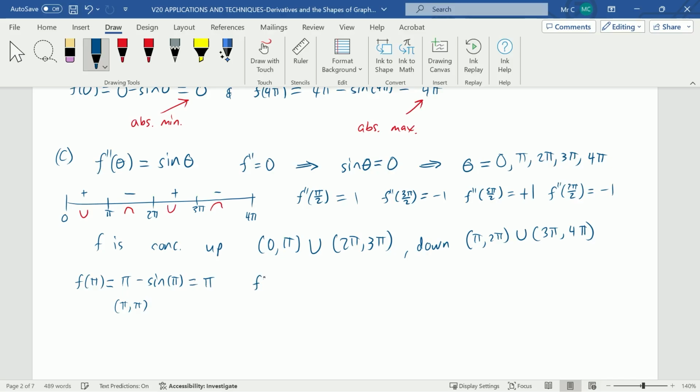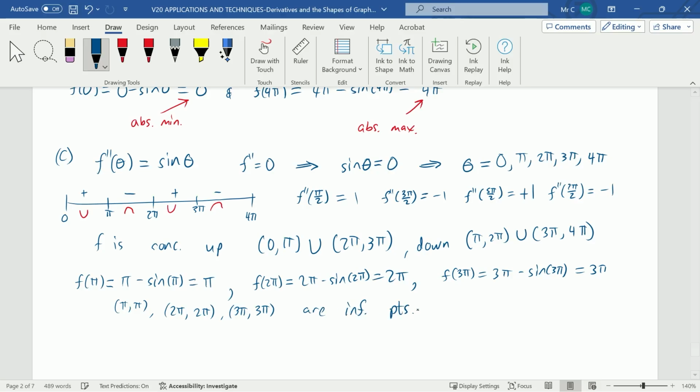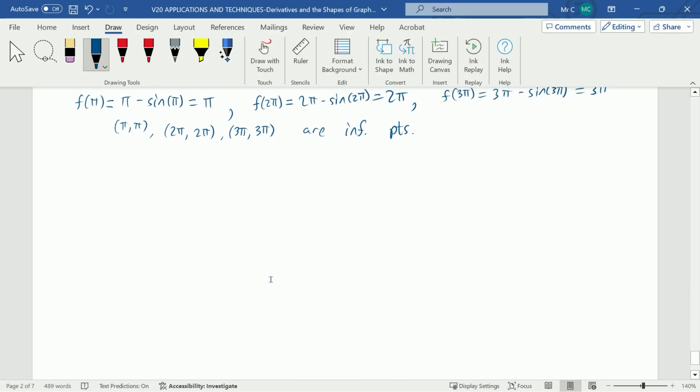Okay, what else? F of 2 pi. Well, that gives me 2 pi minus sine of 2 pi. And sine of 2 pi is 0 again, so this is just 2 pi. And finally, f of 3 pi. 3 pi minus sine of 3 pi. Sine of 3 pi is 0 again, so this is just 3 pi. So in other words, the points (pi, pi), (2 pi, 2 pi), and (3 pi, 3 pi) are all inflection points. Try saying that 10 times fast. Okay. Those are our inflection points.